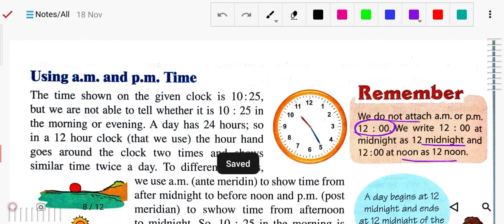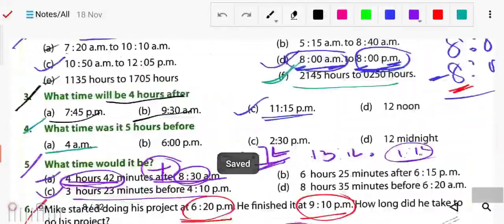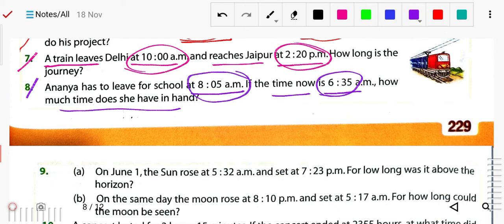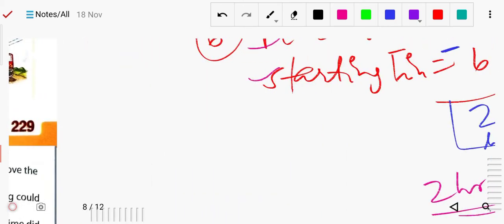Now next question. Number 8, Ananya has to leave for school at 8:05 a.m., now the time is 6:35 a.m. How much time does she have in her hand? She has to go at 8:05, but actually the time now is 6:35. So how much time does she have now? Again you have to subtract, 8:05 a.m. minus 6:35. Directly you can subtract, you can do this very easily. Both are am, this is the 8:05 a.m., and you have to subtract the 6:35.